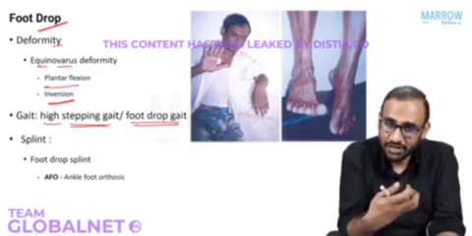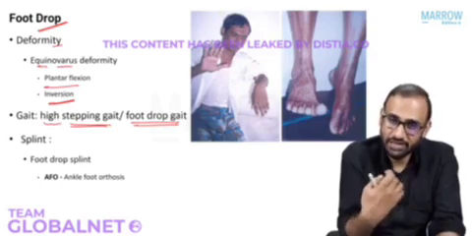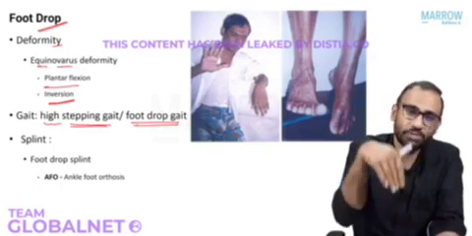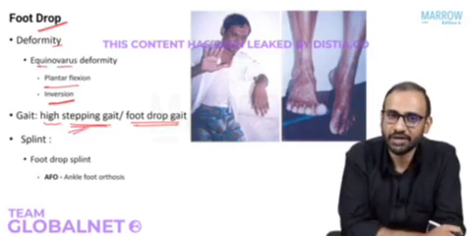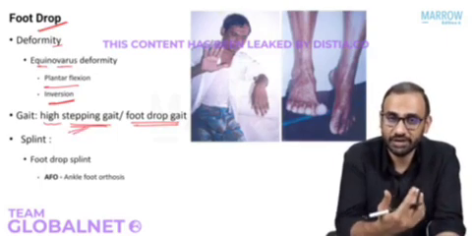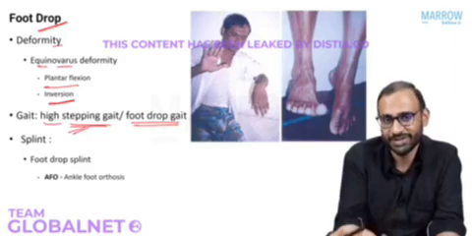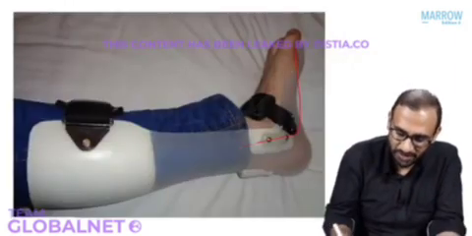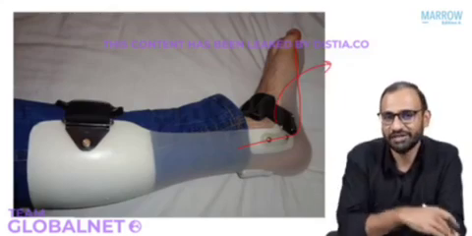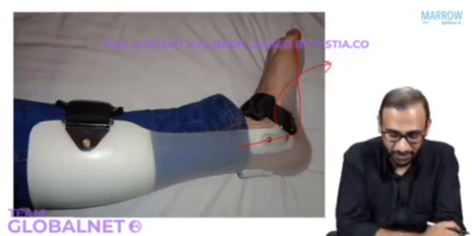So he will exaggerate the knee and the hip flexion as he walks to lift the dropped foot off the ground. That is known as high stepping gait. And in order to help him, we'll use a splint that is known as a foot drop splint, where the splint prevents plantar flexion or equinus deformity.